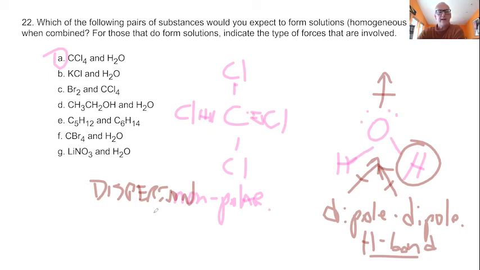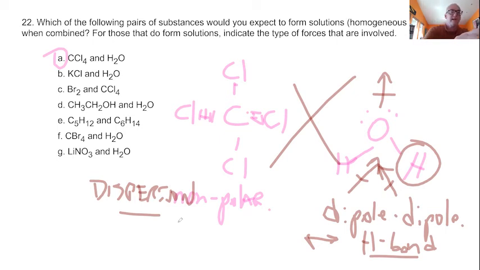So if I've got one that's only capable of dispersion and one that's capable of hydrogen bonds, will you be able to dissolve one in the other? No, that's not going to work. Whichever one is denser, and I think water's denser, probably, they'll just completely separate and one will float on top of the other. They will not mix.